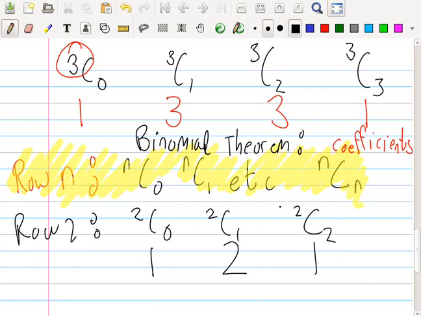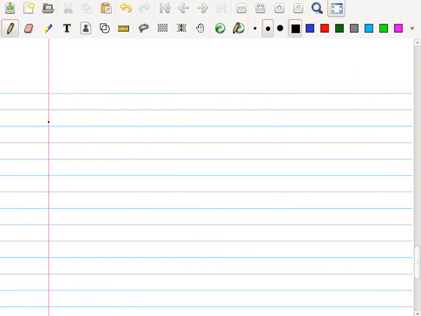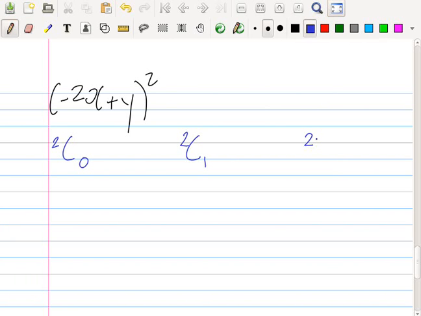Okay, example now. So let's use this to expand minus 2x plus y, squared. So I start off with 2. Let me do different colors. 2C0, and then next 2C1, and then finally 2C2. And then I take this here, minus 2x, minus 2x, minus 2x.